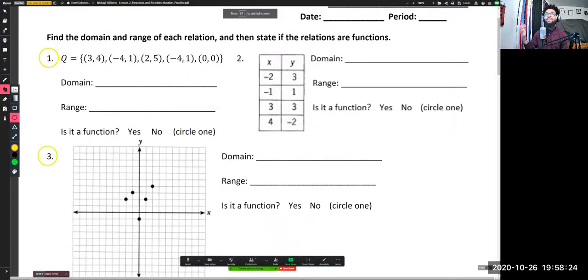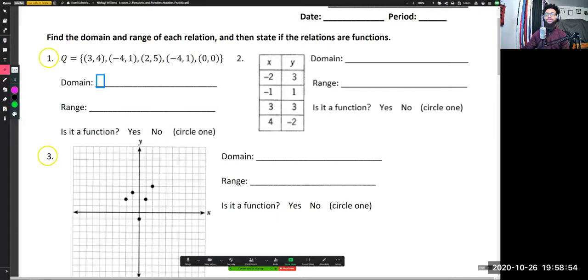Number 1 says, find the domain and range of each relation and then state if the relations are functions. So this is going to take us back to that first set of notes we did in Unit 3, learning what a relation is, how to write those out. And then that second set of notes, which is what this classwork is associated with, how to determine functions.